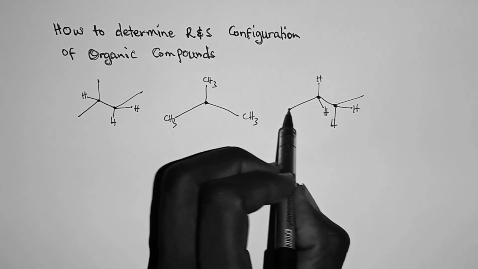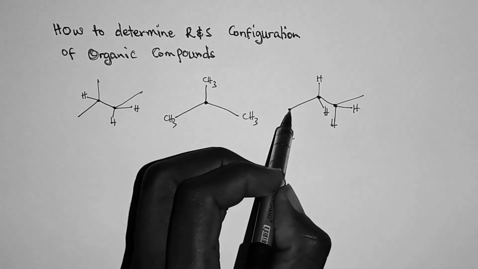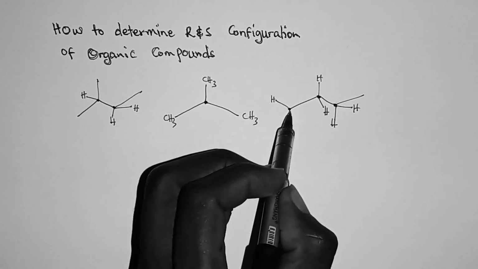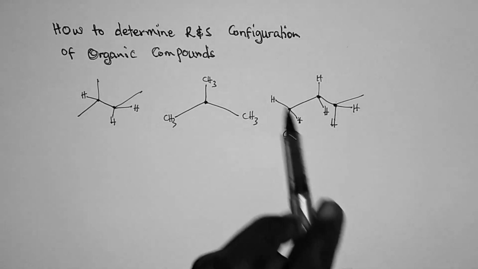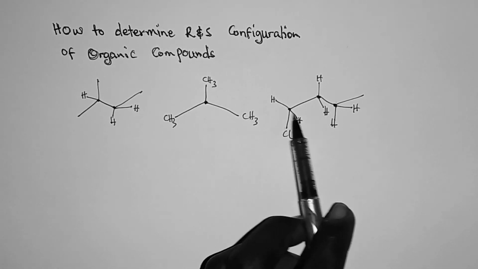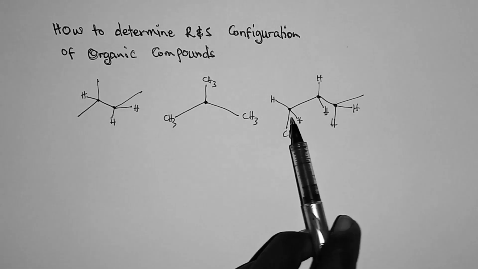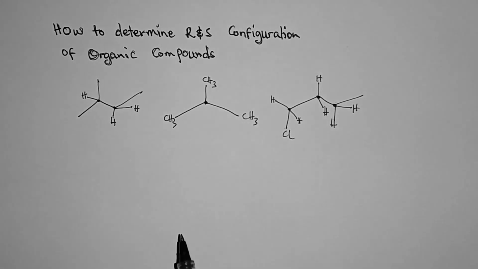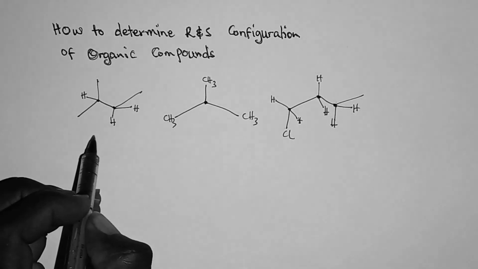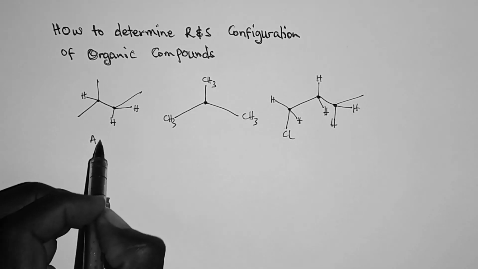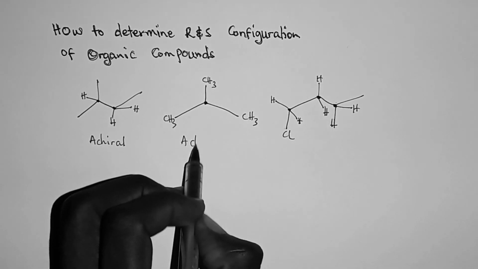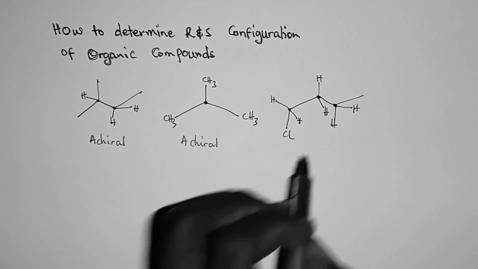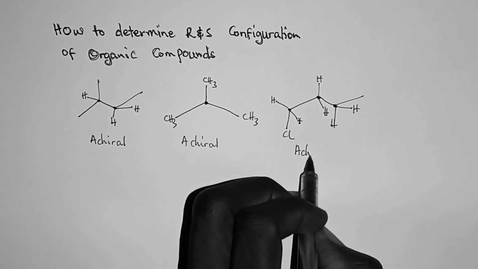And let's consider this carbon too. We also have 2 groups. There is a proton here, and then there is another one here. Because we have these 2 groups on this carbon that are the same, all these carbons are not chiral centers. So this molecule is an achiral molecule. This one too is also achiral. And then this one too is also an achiral molecule.